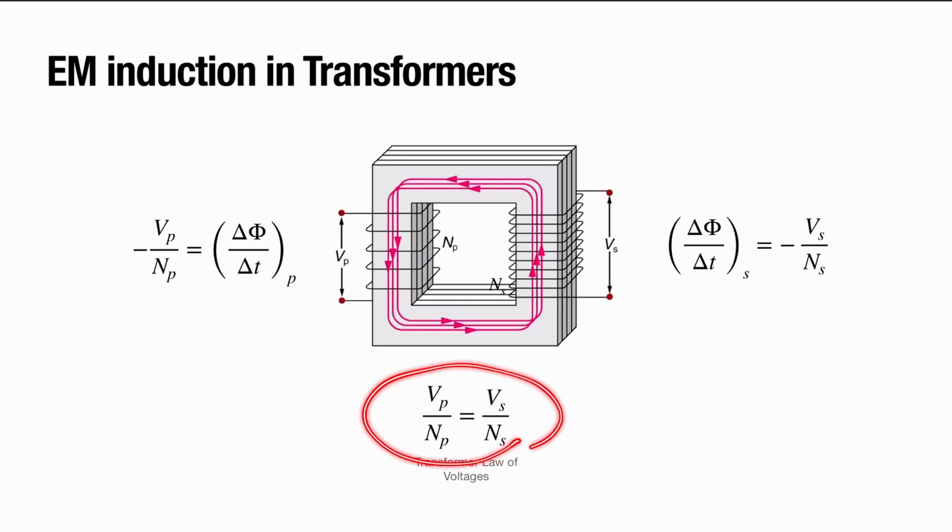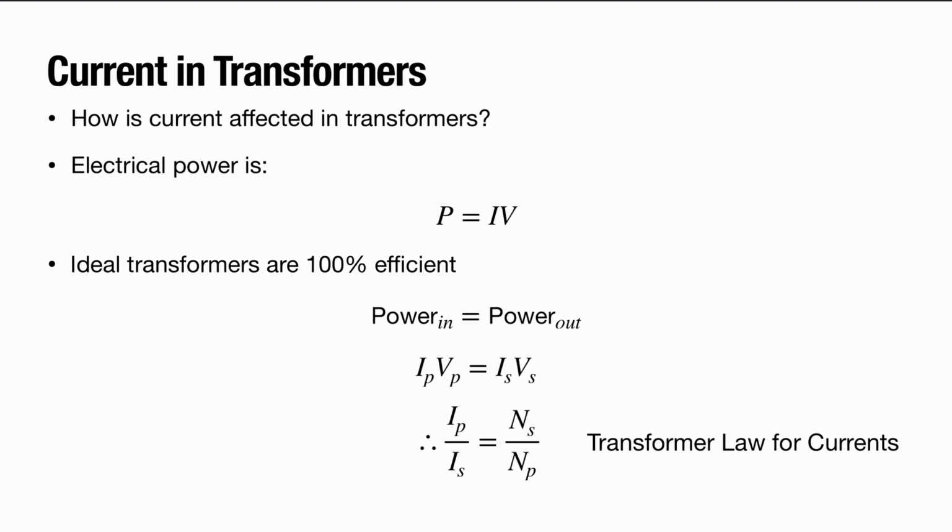We know the law of voltages. What is the law of currents? Well, the law of currents through a transformer takes this form. That is, the current on the primary divided by the current on the secondary is equal to the number of windings on the secondary divided by the number of windings or loops on the primary.